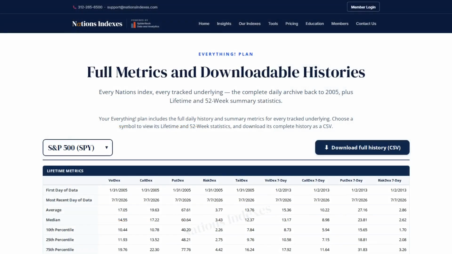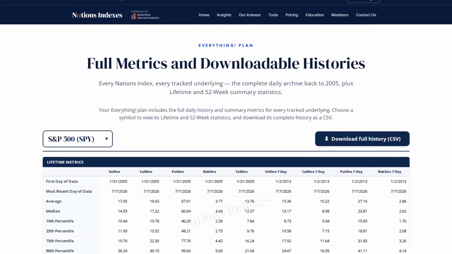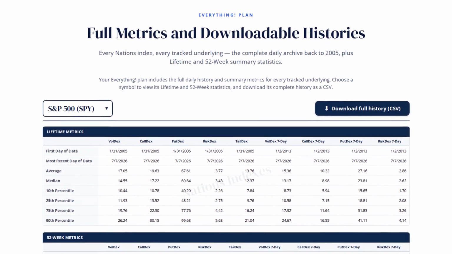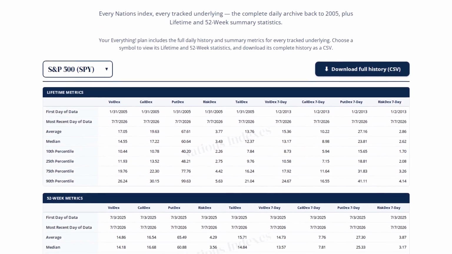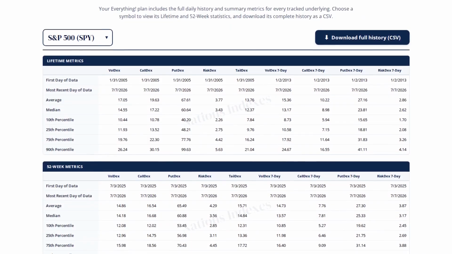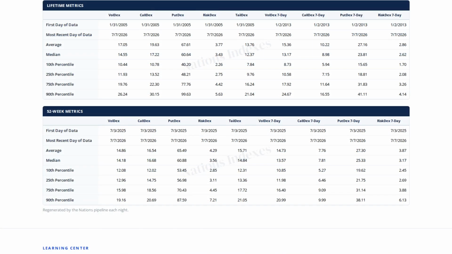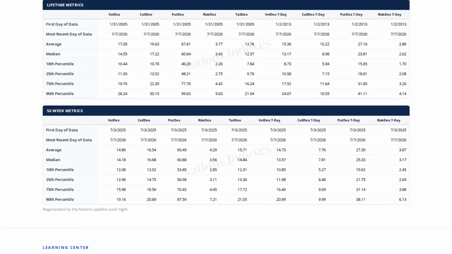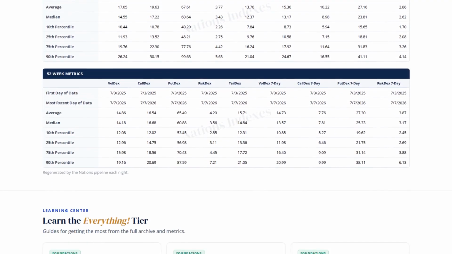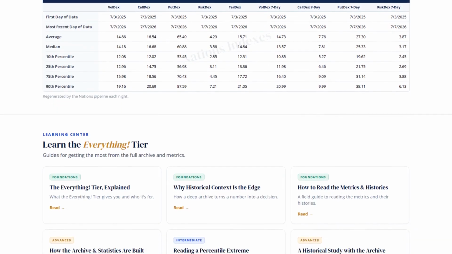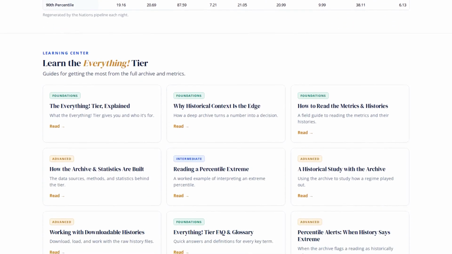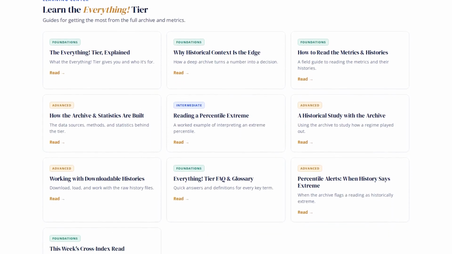The Everything dashboard combines both plans and adds 2 things: important metrics, lifetime and 52-week statistics for every index on every underlying, recalculated nightly, and downloadable histories for all our indexes. Pick a symbol, read its percentile bands back to index inception, and download the complete daily archive as a CSV.